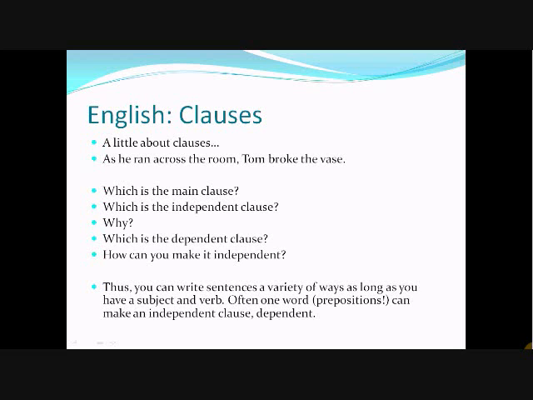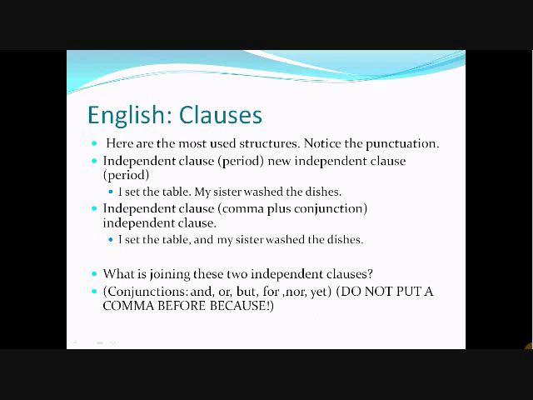You can write sentences in a variety of ways, as long as you have a subject and verb. Often one word or preposition can make an independent clause dependent. And so I'm kind of breezing through this, but for you to really understand it, you're going to have to immerse yourself in some of these basic exercises, but they're on the blog, so I'm just giving you an overview in the video. Clauses.